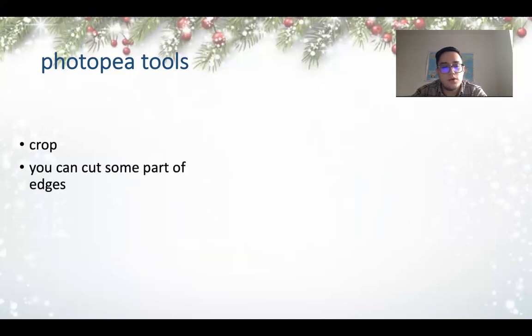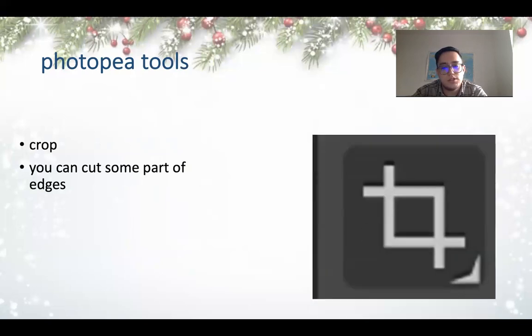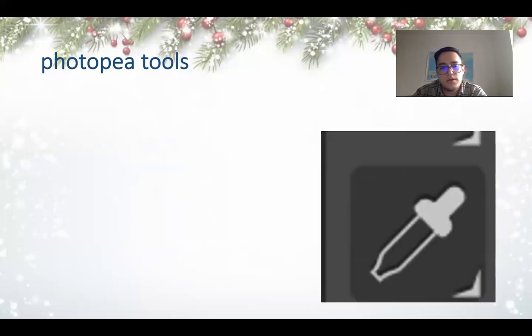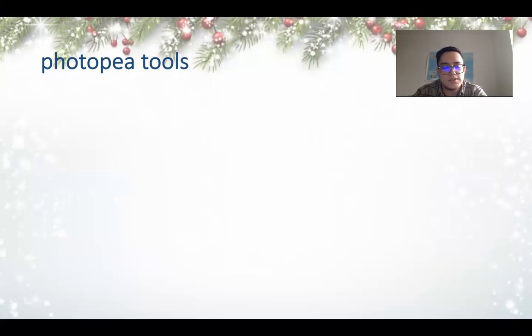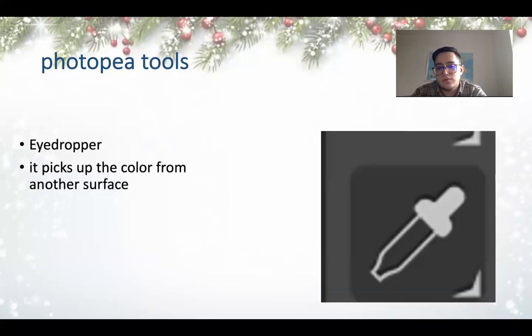Next, we have crop. You can cut some part of the image using crop. Eyedropper picks up the color from another surface. This can be useful. You can pick up some colors and select and change whatever you need. Sometimes you need some specific color that you cannot find, but by using this, if you already have the picture, you can just select it and it will give you the exact color that you need.